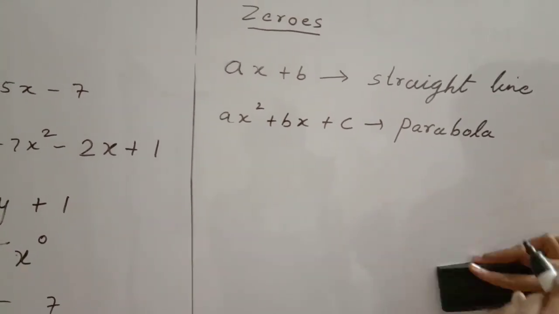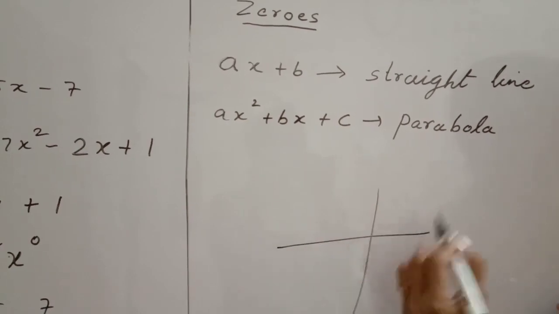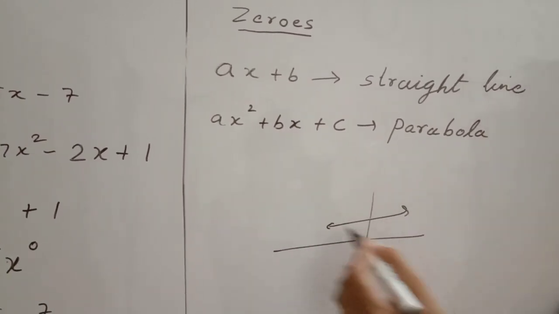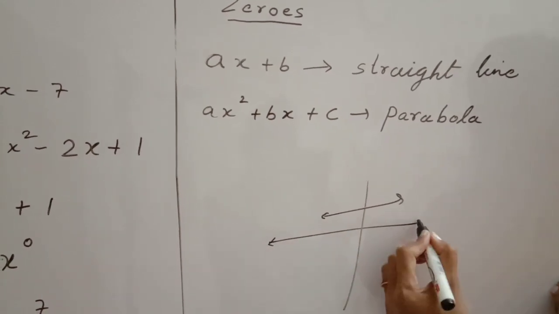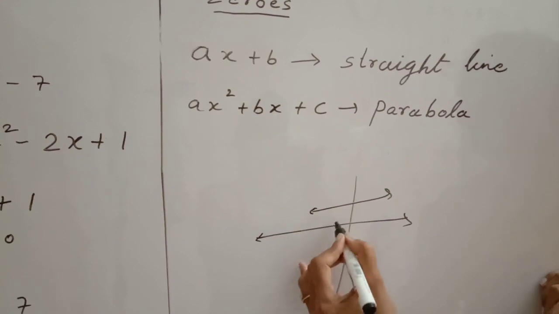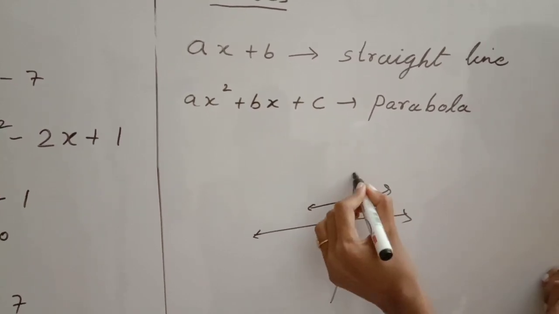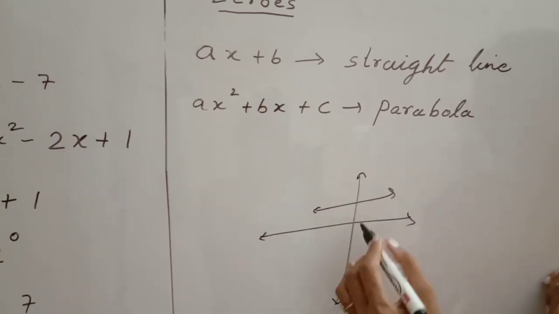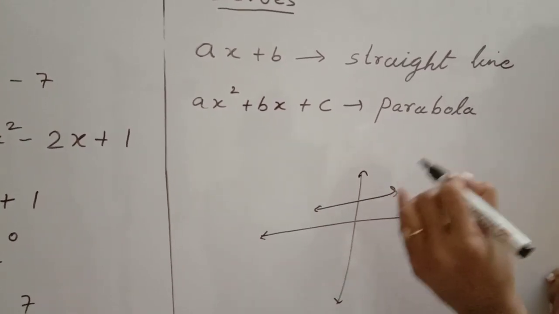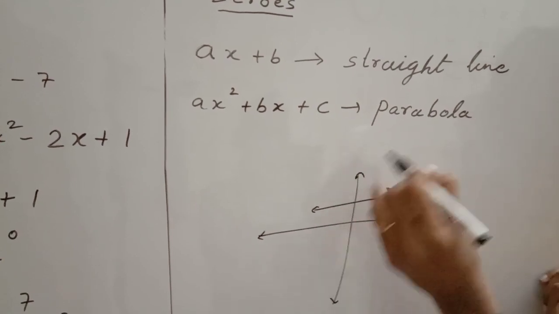Now let's talk something more. Suppose the line is passing like this. It is not intersecting the x-axis, it is parallel to the x-axis. In that case, it has no zero. Why? Because it is not intersecting the x-axis at any point. So, if a line intersects the x-axis at a point, that point is the zero of that linear polynomial.